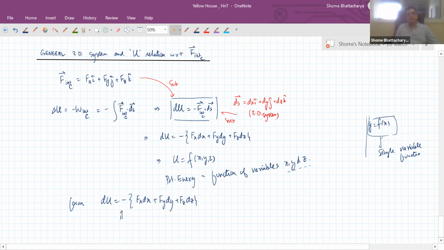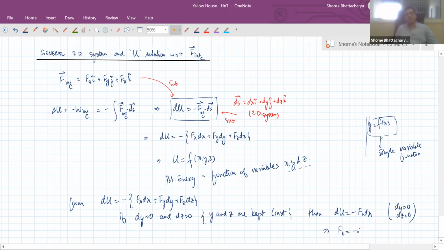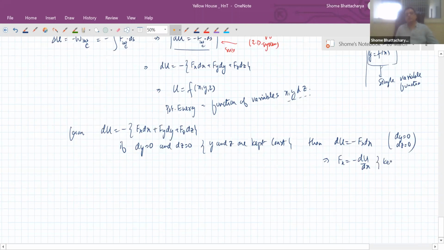What we can observe is that if dy is 0 and dz is 0, which basically means that y and z are kept constant, then we can say du is equal to minus fx dx under the condition that dy is 0 and dz is 0. So in that case, I can say that fx is minus du by dx. But considering that, keeping y and z constant, because I want dy and dz to be 0.